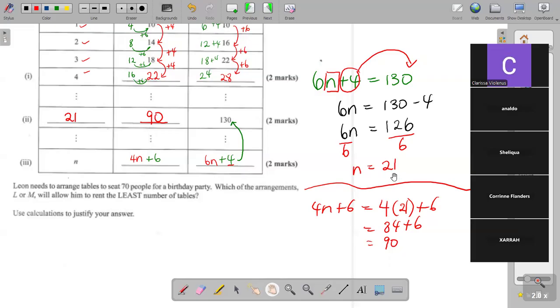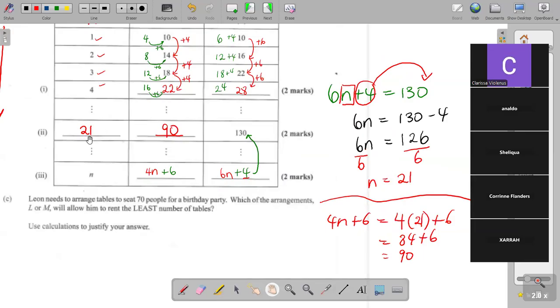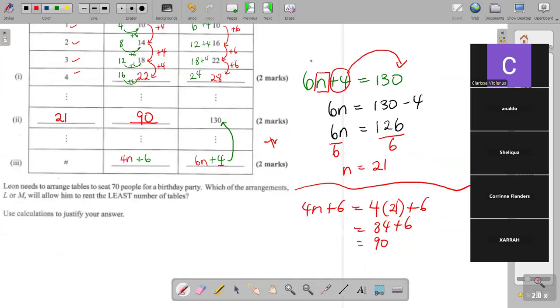We transpose. Once we transposed, we found what n was, and that was the answer for the first line. So the first step was transposing. What was the second step? They're saying substitution. Here we replace, because now we know what n is. We found out n was 21, so instead of putting n, we put the value of n here and calculate the answer. So this was substitution.